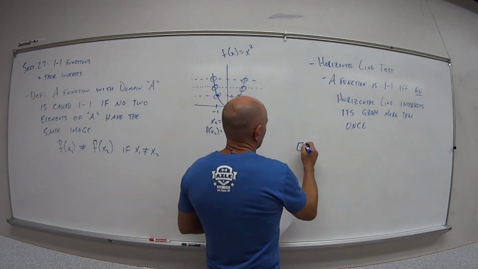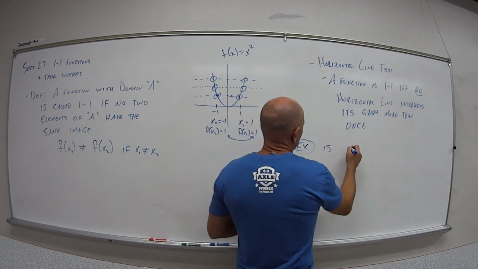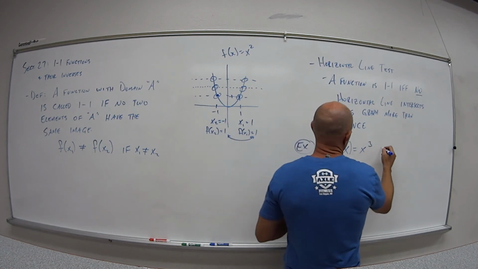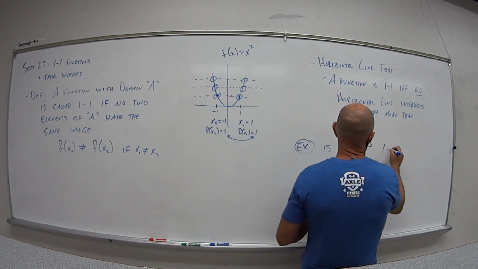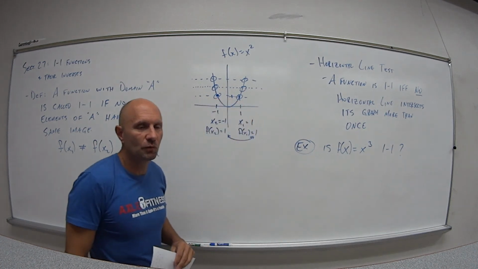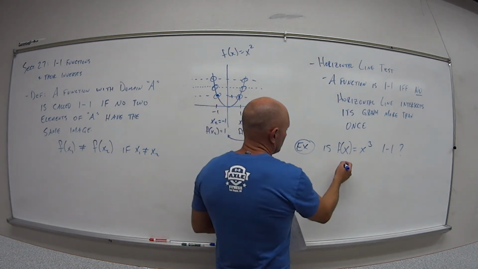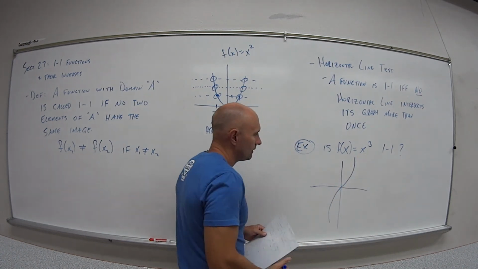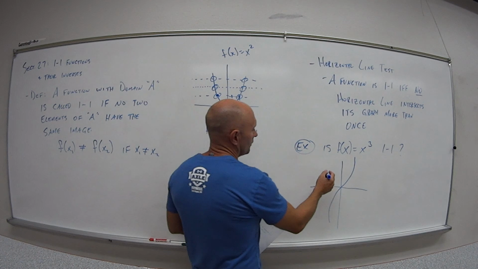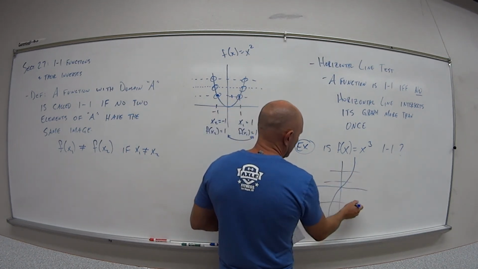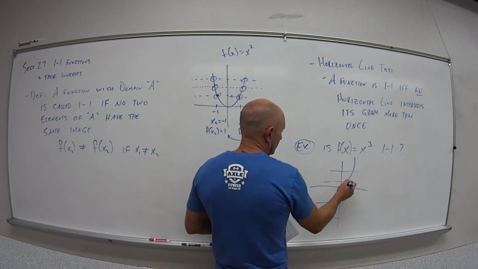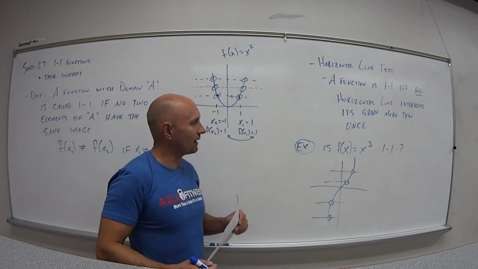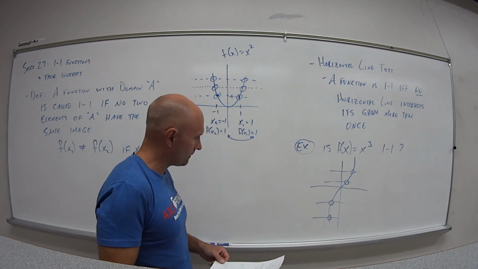So how about f of x equals x to the third? Is this function one-to-one? Recall what this graph looks like. It's that sort of snake that goes through the origin. By looking, we can see that no matter where we draw a horizontal line, it's only ever going to hit this graph only once. So therefore, the function f of x equals x to the third is one-to-one.